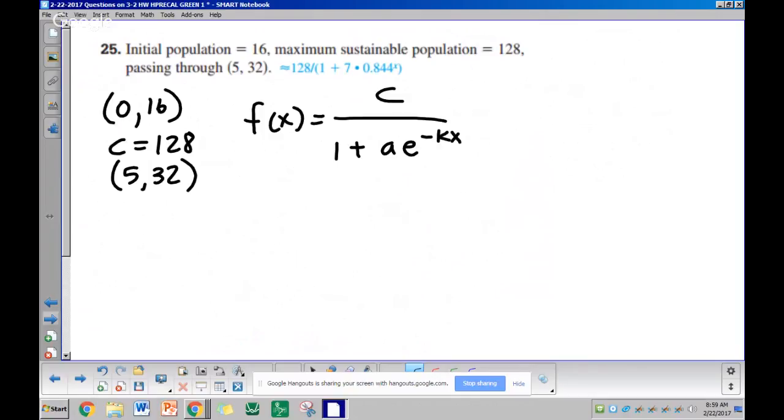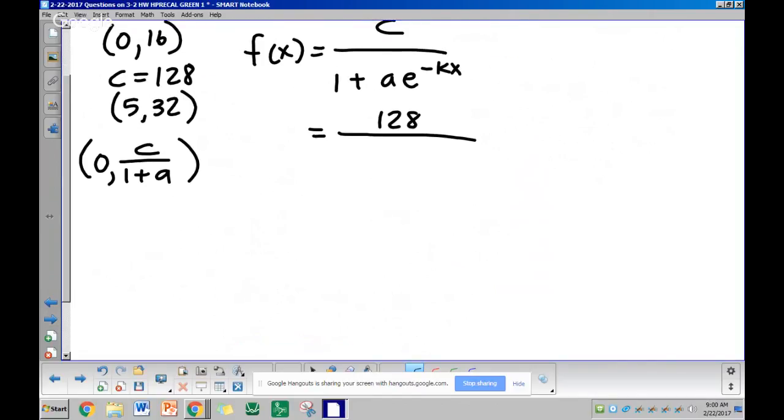So what can we fill in c right away? Now, if you know the y-intercept, what does the y-intercept always equal? If you let x equal 0 here, c over 1 equals c over 1 plus a. So what can you do now that you know that 16 is the y-intercept? You can say 16 equals c over 1 plus a. Multiply 16 times 1 plus a has to equal c, which is 128, I'm sorry, 128.